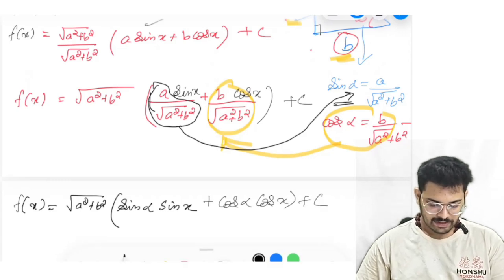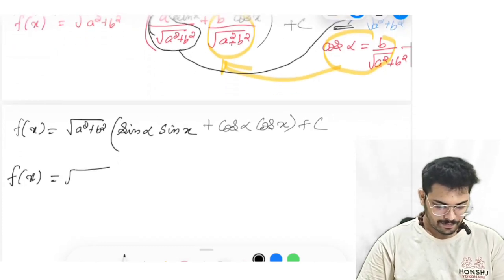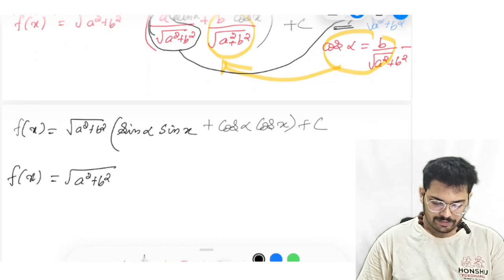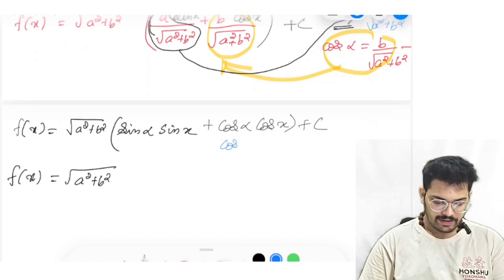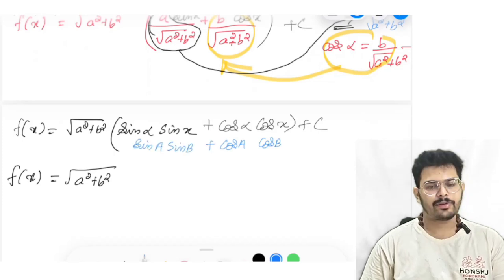Next step, what we will be doing is, this is of the form cos a cos b plus sin a sin b.